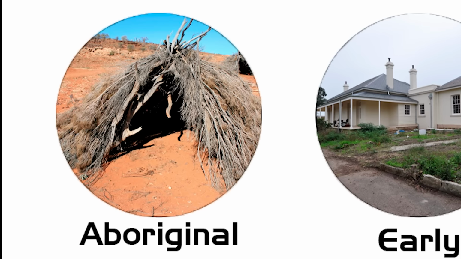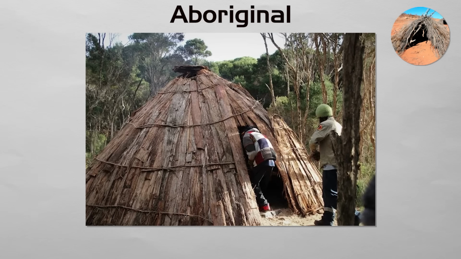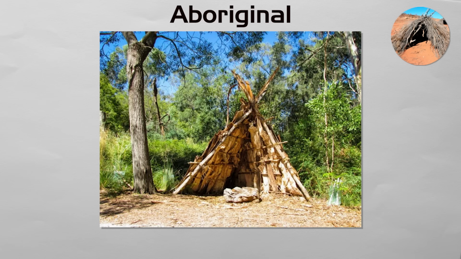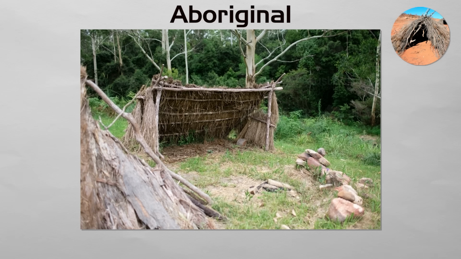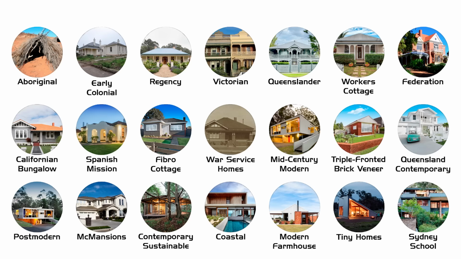Aboriginal. Long before European arrival, Aboriginal communities constructed shelters suited to local conditions. Designs varied widely, from simple bark or brush shelters in temperate zones, to windbreaks, domed huts of spinifex, or frameworks of branches covered with grass mats. Though typically not permanent in the Western sense, these structures reflected an intimate understanding of the land and seasons.